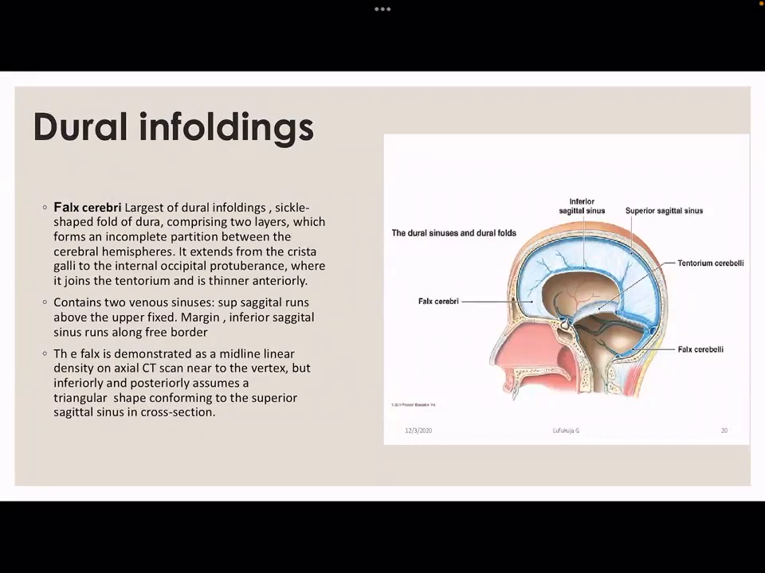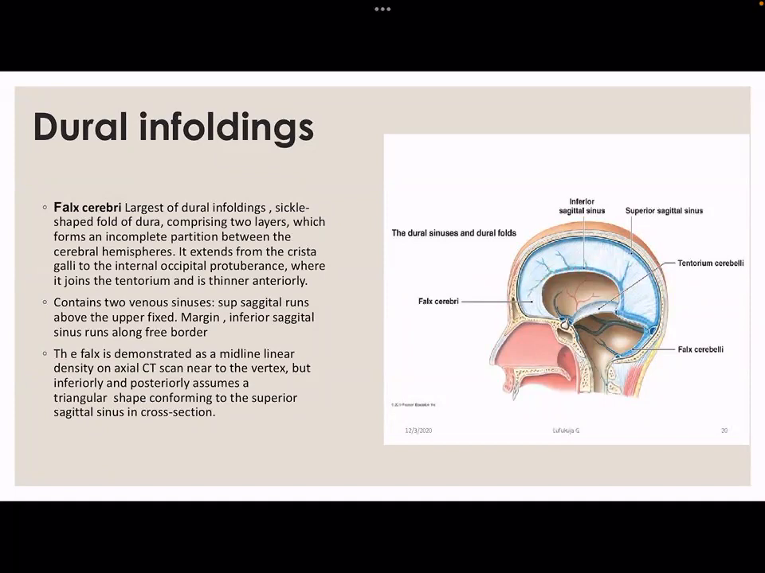There are layers of dura. First is the falx cerebri, which is the largest. It is sickle in shape, and it forms an incomplete separation between the two cerebral hemispheres. It extends from the crista galli to the internal occipital protuberance, where it joins the tentorium cerebelli. It contains two venous sinuses: the superior sagittal sinus, which runs along the upper fixed margin, and the inferior sagittal sinus, which runs along the free border.